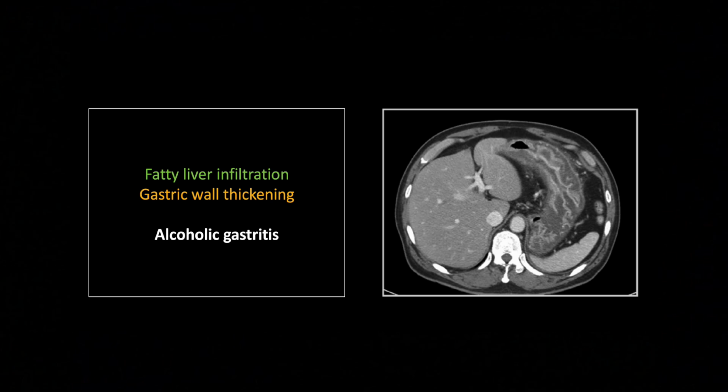All right, this one is a case of alcoholic gastritis, and there's not much more to it than extensive hypodense thickening of the gastric folds. Oftentimes, in people with alcoholic gastritis or alcoholic pancreatitis, you'll see a fatty liver associated with it, and that is a helpful little tidbit. But there is the gastric wall thickening.